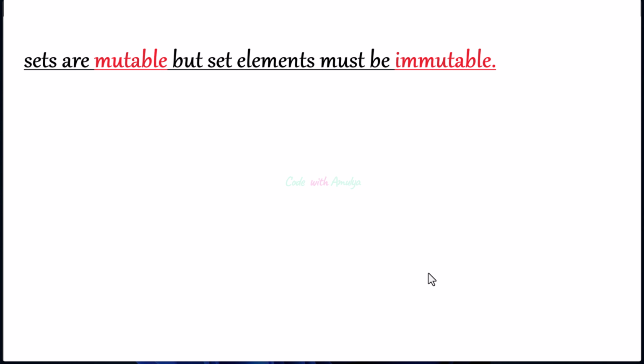In Python, sets are mutable, meaning you can modify them by adding or removing elements, but the elements in a set must be immutable. That's why it allows you to add new elements, but the elements must be immutable, like tuples, integers, strings, and we can't add a list to a set. Okay, this is one of the interesting facts about sets.